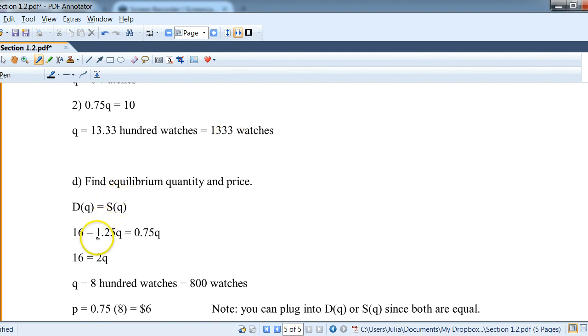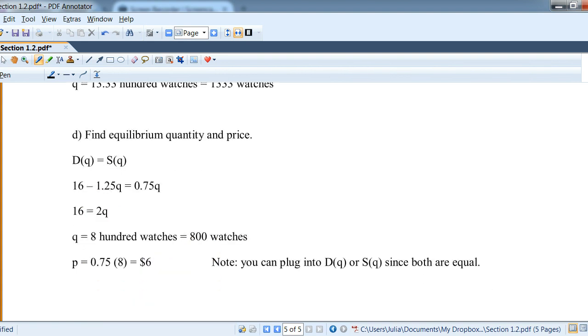And to find the equilibrium quantity, we set them equal to each other, and Q is equal to 800 watches. Again, I must go back and forth, and we can plug it back in. I chose to plug it back into the supply, and I got the price to be $6. That's kind of the optimal price, not too high, not too low. And that's it for this section.